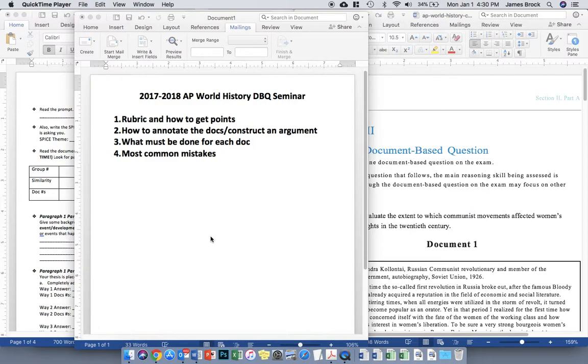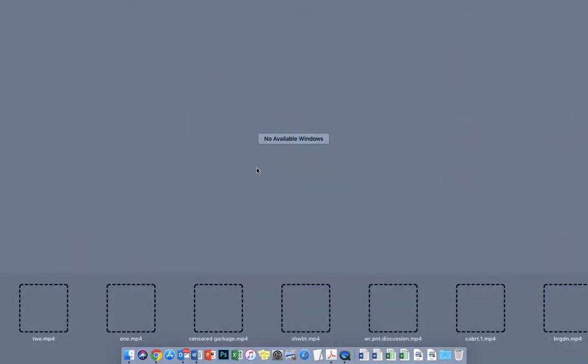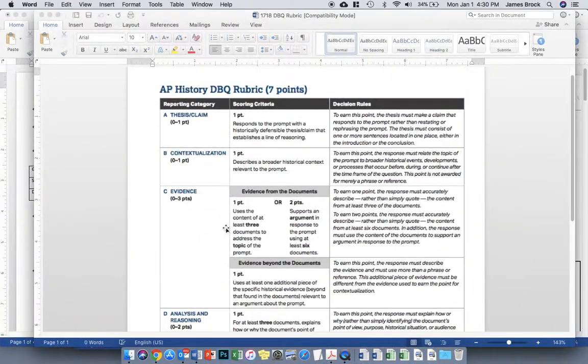So let's get right to it and look at our AP World History rubrics, which is here. This is verbatim from the AP people, from the gods above. And this is how you get 7 points. 7 points is a perfect score, and some of these points are a lot easier to get than others. Usually people will start with a thesis statement, but actually our essay starts with context, and context is an easy point to get that a lot of kids don't get.